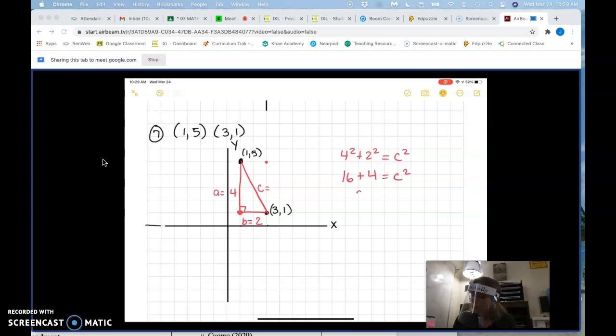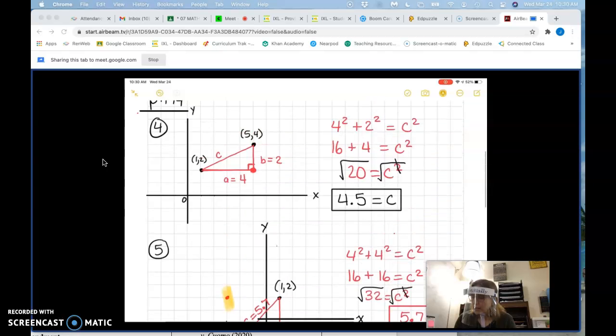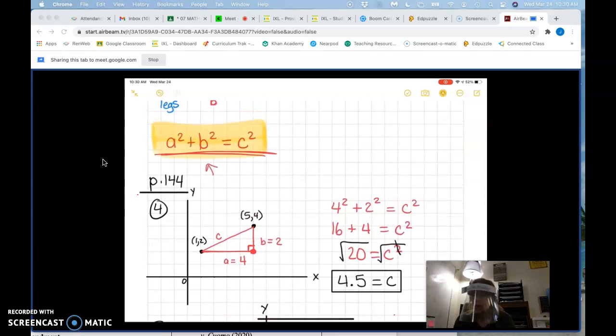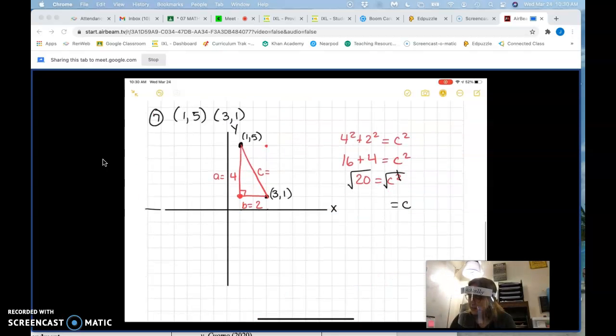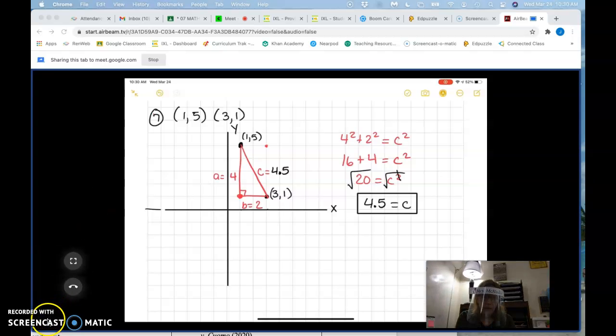20. So the answer, all in all, after you make that number rational, is 4.5. Yes, because we had this same problem up here. And there's the answer. It was 4.5. Okay, so C equals 4.5 units, or 4.5 squares long. All right, and that's all for today so far.